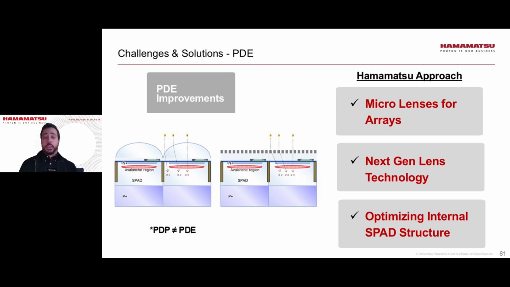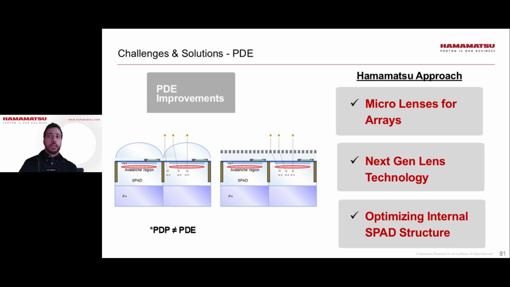So moving on to talk about these challenges and improvements. So PDE is extremely important for enhancing signal to noise ratio, which helps provide accurate measurements in time-sensitive or light-starved applications, like LiDAR or fluorescence microscopy.